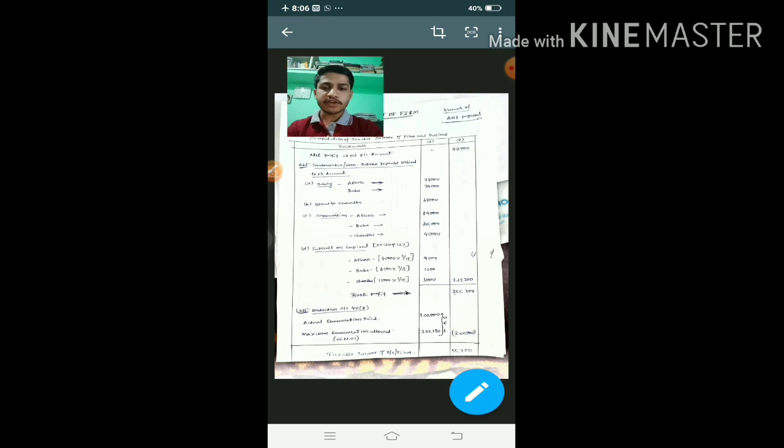So Ashok is 45,000 into 3 by 15, Babu is 65,000 into 3 by 15, and Chandru is 15,000 into 3 by 15. So calculate, you're going to get 9,000, 13,000 and 3,000 rupees. Add all this. No other non-business expenses have been provided in the problem. So add all the amounts, you're going to get 3,13,300 rupees as non-business expenses.